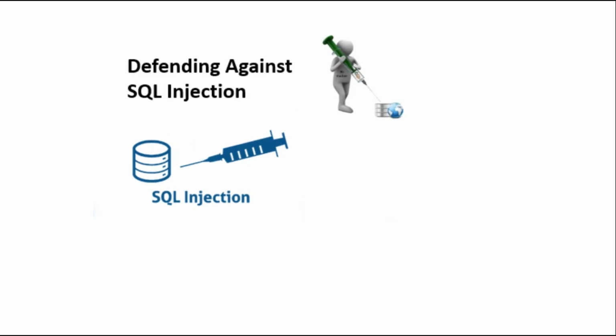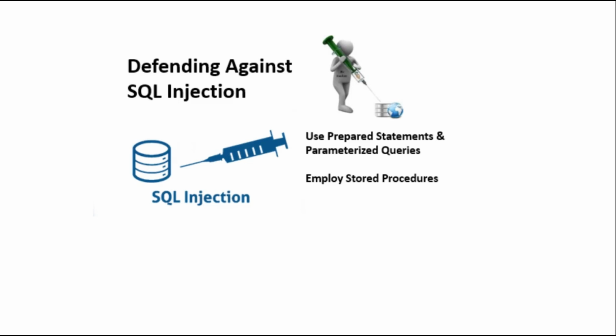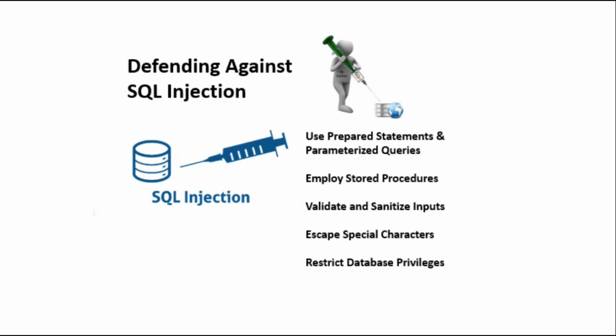Defending against SQL injection. 1. Use prepared statements and parameterized queries. 2. Employ stored procedures, by defining SQL logic within the database. 3. Validate and sanitize inputs by rejecting invalid characters. 4. Escape special characters by using escaping libraries for safe queries. 5. Restrict database privileges by minimizing user permissions. 6. Implement web application firewalls, WAF, that detect and block injection patterns.